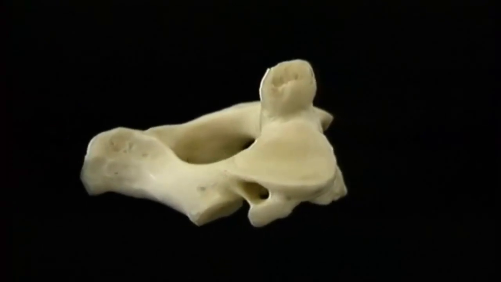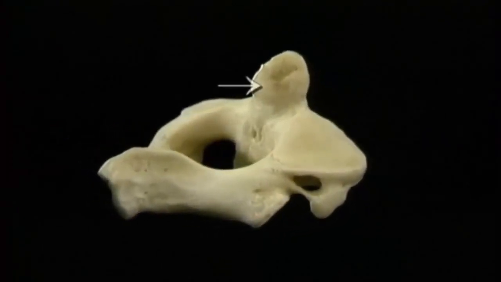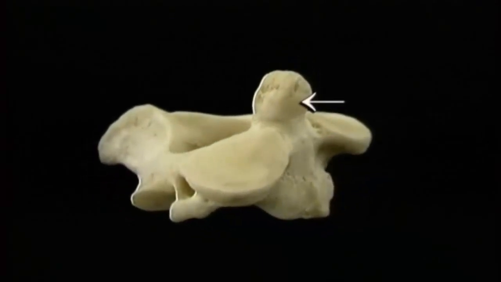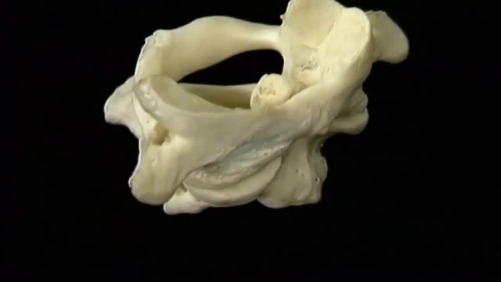The odontoid process has 2 small articular surfaces, one behind for the transverse ligament and one in front for the anterior arch of the atlas.